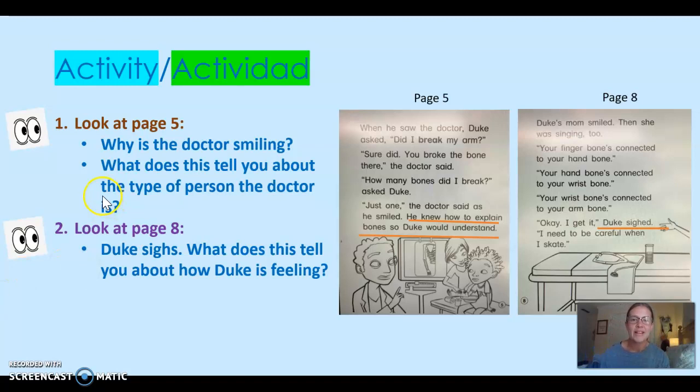So I hope you have a lot of fun reading Tough Break, and I really want to be hearing how you guys would be feeling if you were Duke, or if you were his mom, or if you were the doctor.